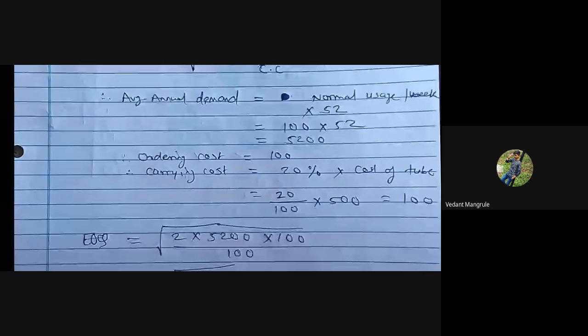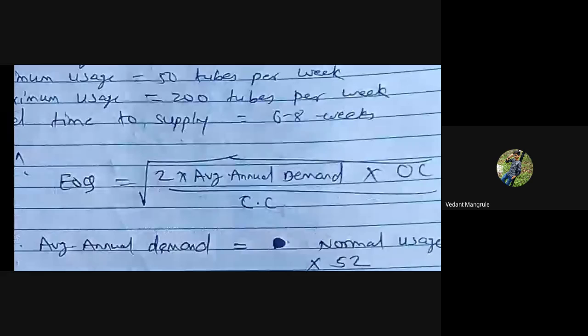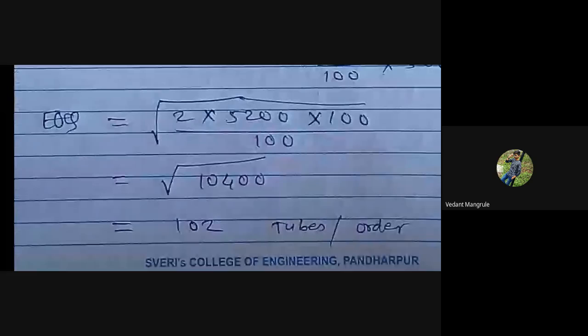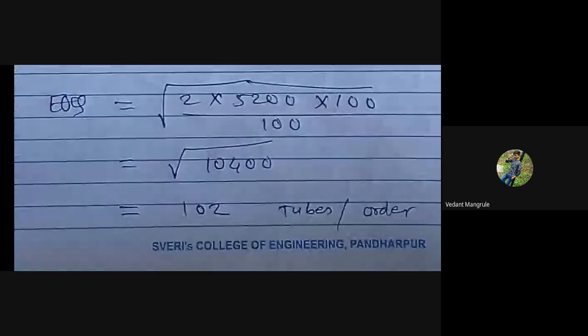So the ordering cost is 100 and the carrying cost is also 100. So put all these values in this equation. 2 into average annual demand, 5200, into 100 divided by 100. So what is the answer? It is equal to 102 tubes per order. So this is the economic order quantity.